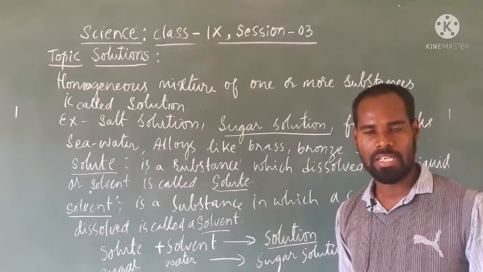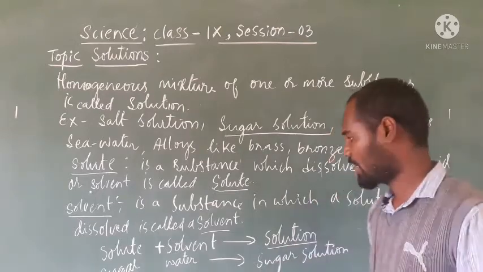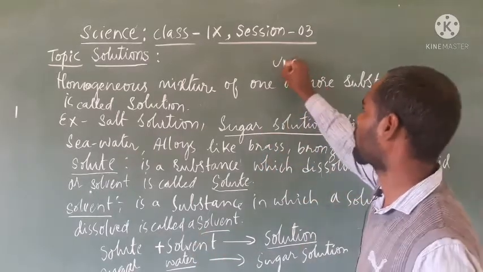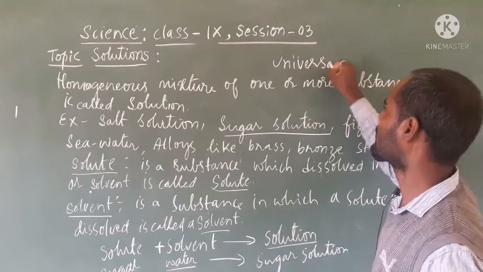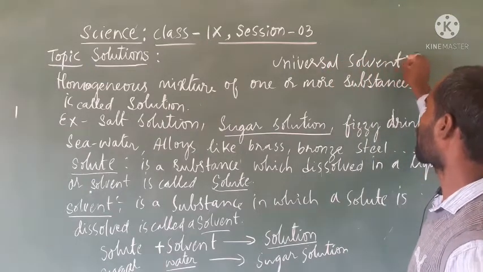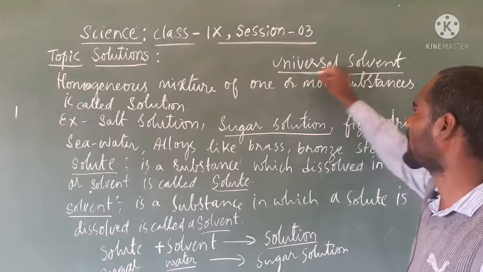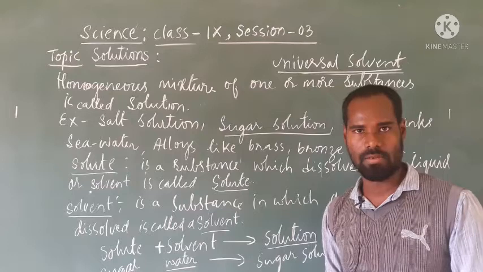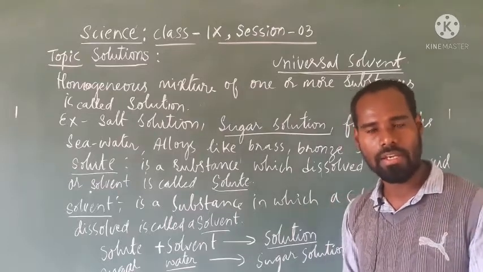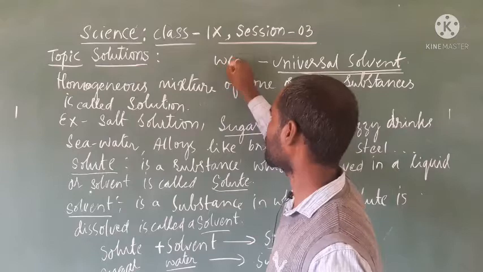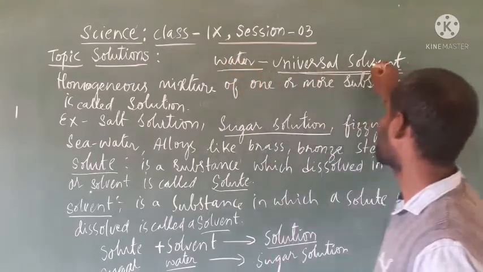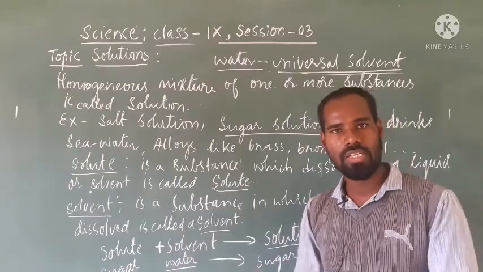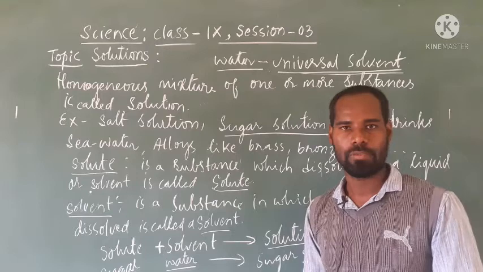Dear children, one more thing you have to understand. This water is said to be a universal solvent. Water is called a universal solvent because most of the substances are dissolved in it, or soluble, we can say. Most of the substances are soluble in water. Therefore, water is said to be a universal solvent. Most of the salts and most of the other substances are going to be soluble in water.